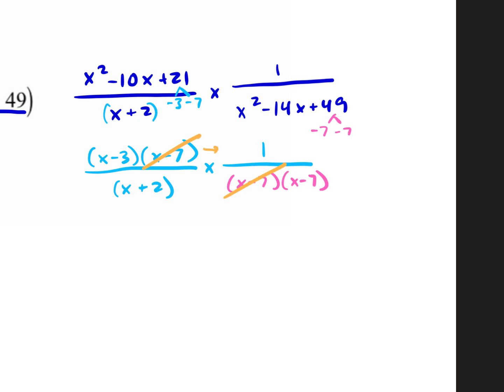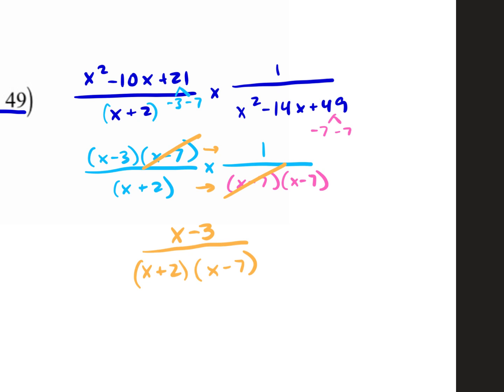Now we just multiply straight across. So everything on top stays on top. Everything on the bottom, we multiply together. You don't have to FOIL it. You can just leave it. I would suggest not FOILing it, just to save yourself some time. So x minus 3 over x plus 2 times x minus 7.